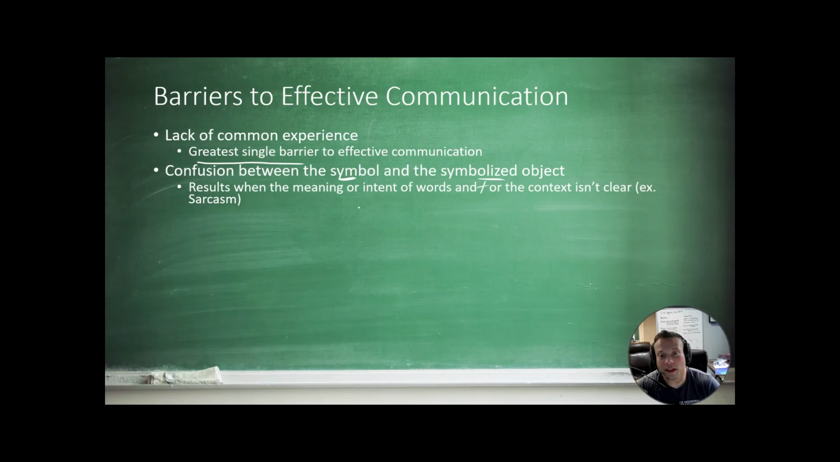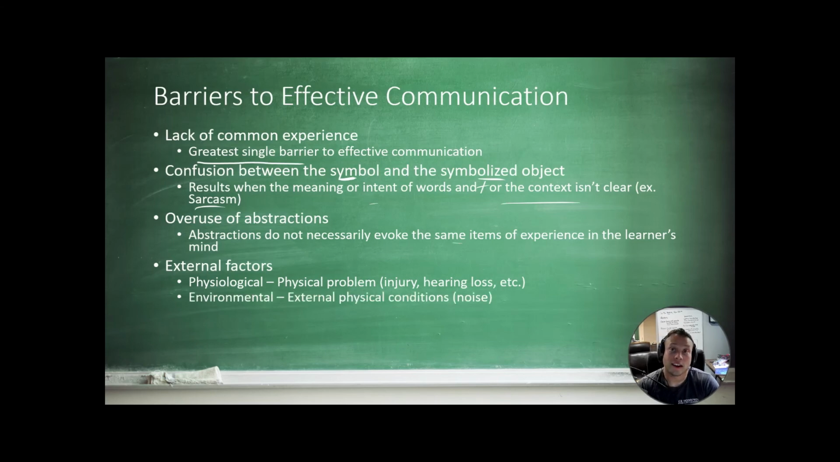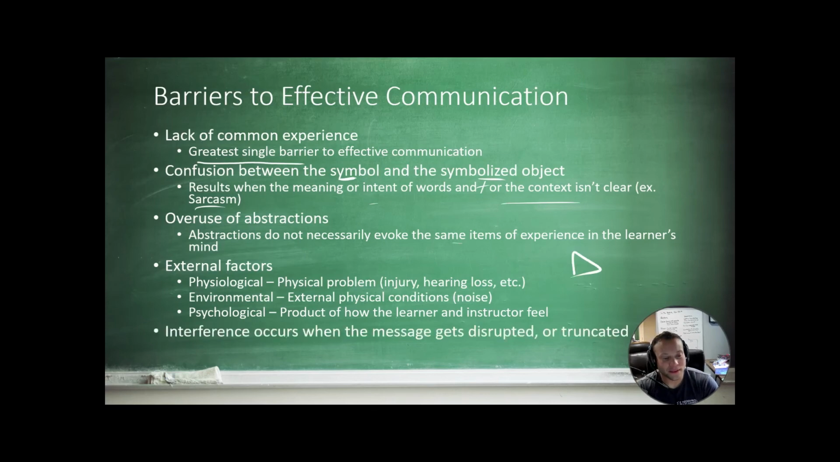This results when the meaning or intent of words is not clear, like sarcasm. There's the overuse of abstractions. The abstractions do not necessarily evoke the same items of experience in the learner's mind. And then external factors like physical pain, discomfort, hunger, thirst, our entire hierarchy of needs, right? And then there's interference. Interference occurs when the message gets disrupted or truncated.